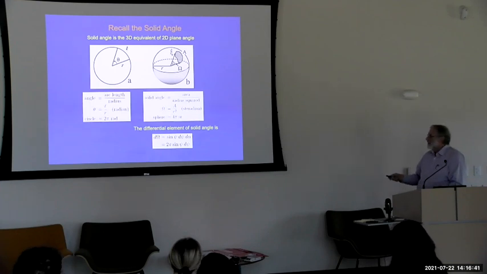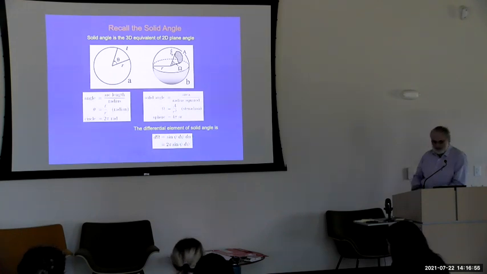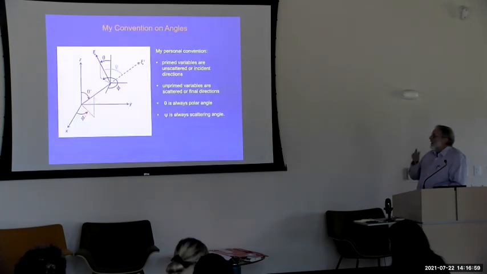So 4 pi steradians in a sphere, and Colin showed you that the differential element of solid angle is sine psi, d psi, d alpha. If it's azimuthally symmetric, you can use 2 pi sine psi, d psi. And we'll look at that again next week.